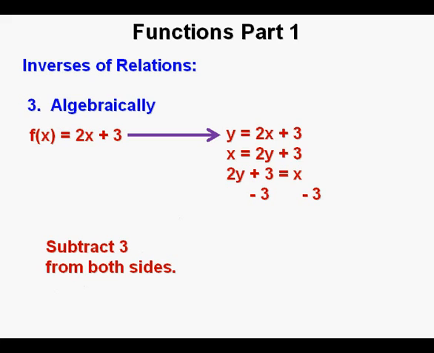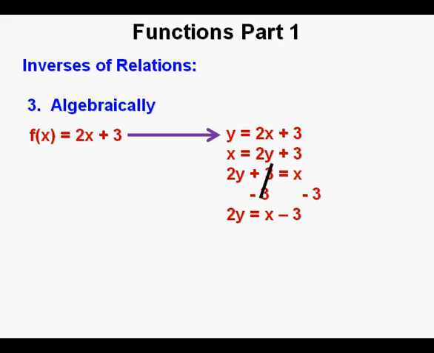Then we'll subtract 3 from both sides of the equation. 3 minus 3 cancel to equal 0 on the left side of the equation. We bring down what's left, 2y equals x minus 3. Now we divide both sides of the equation by 2. 2 over 2 cancel to equal 1 on the left side of the equation. So this becomes y equals 1/2 x minus 3/2.